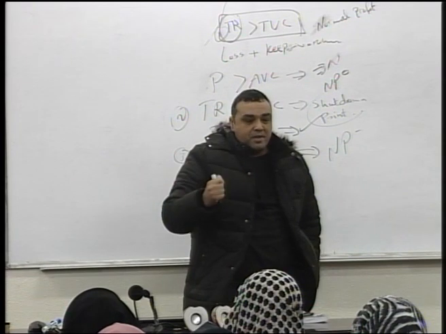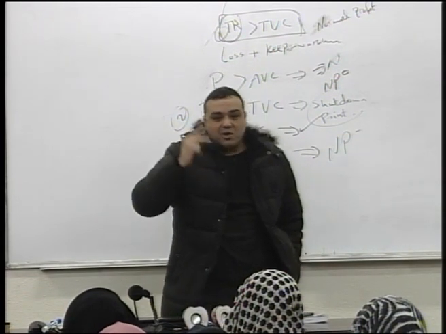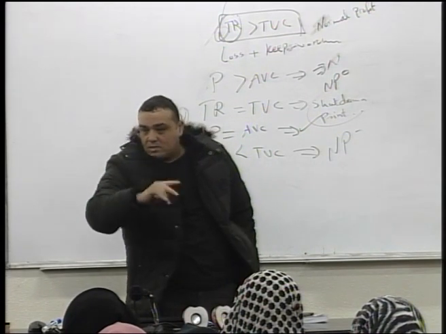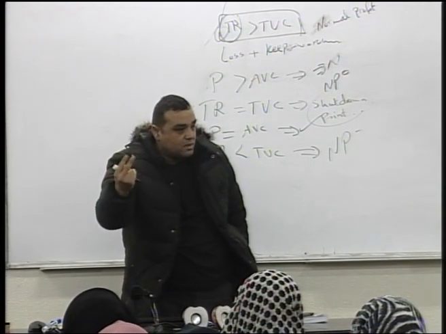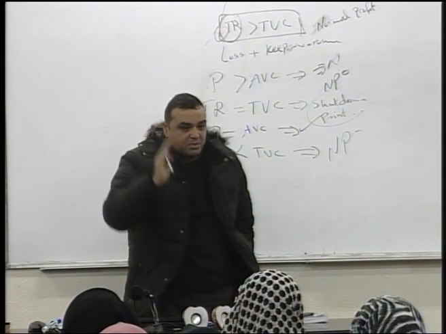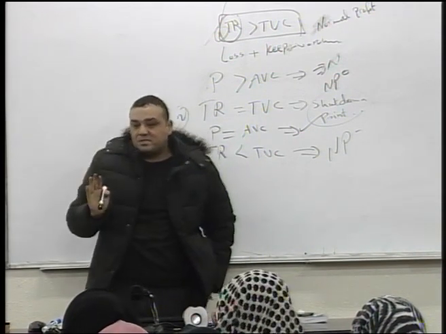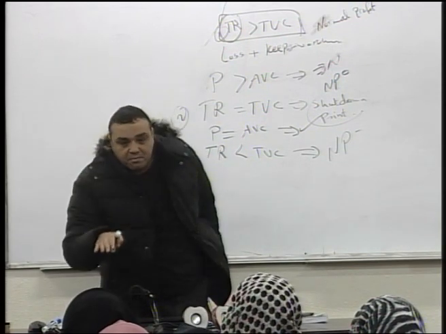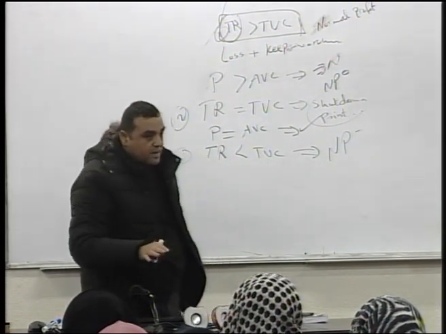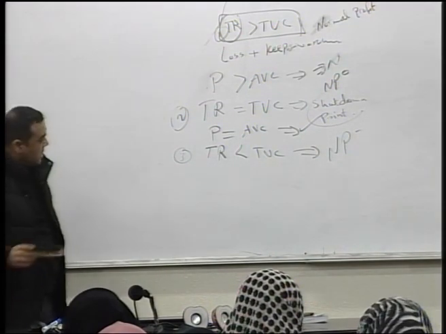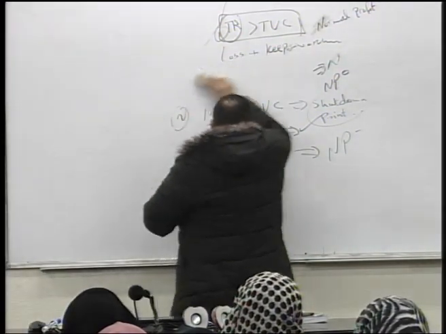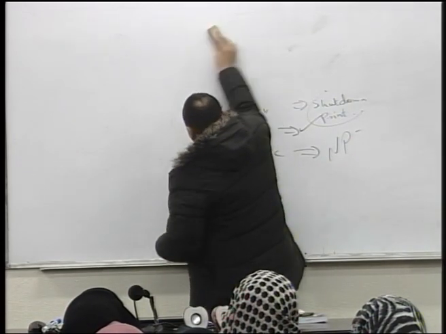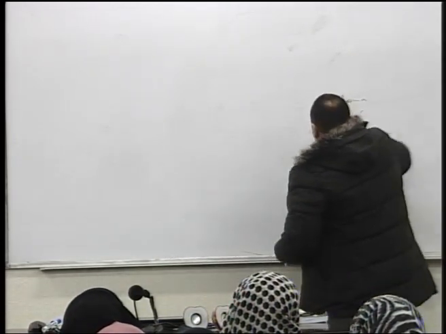If the business sells 2 units, the price will be the same, so the total will be 20 shekels. 3 units, 30 shekels, because here we have a fixed price, because we are talking about a perfect competition market. Now, let us assume that we have the following company that works under the perfect competition market, and we have the following data.